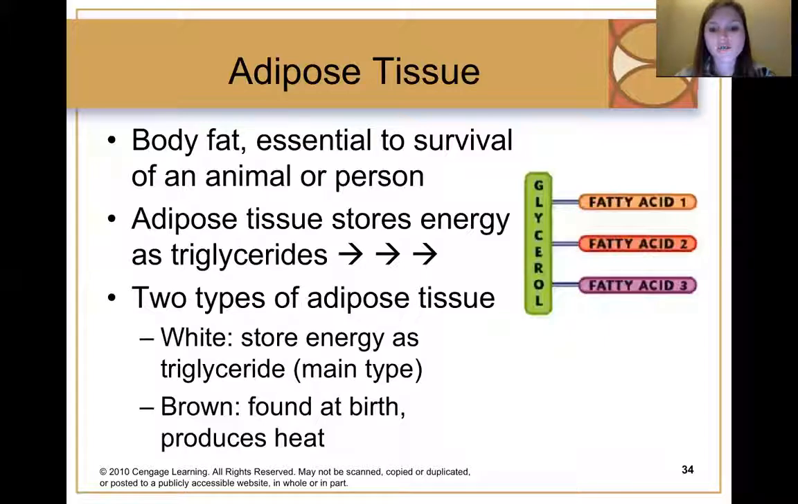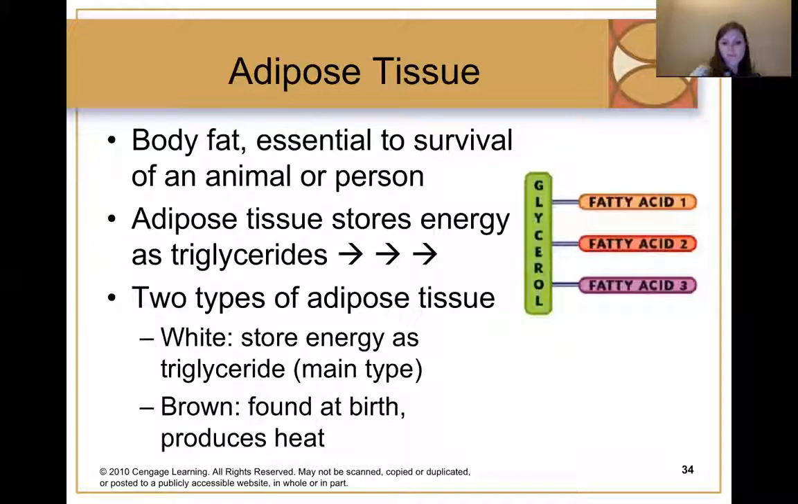Adipose tissue stores energy as what are called triglycerides. And so here's just a simple picture of what that looks like. There are some more scientific pictures, but for the purpose of this class, this is all you really need to know. Triglycerides are just 3 fatty acids attached to a glycerol backbone. So you have monoglycerides, which would be 1 fatty acid, diglycerides would be 2, and then you have triglycerides, which would be 3 fatty acids. So adipose tissue stores energy in that triglyceride form, 3 fatty acids attached to a glycerol.